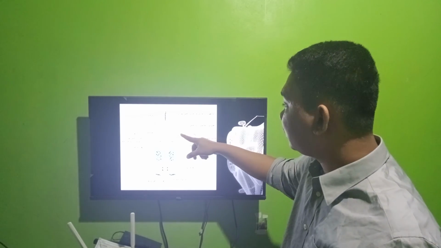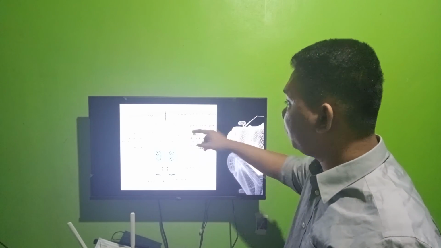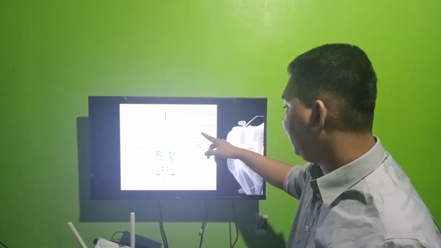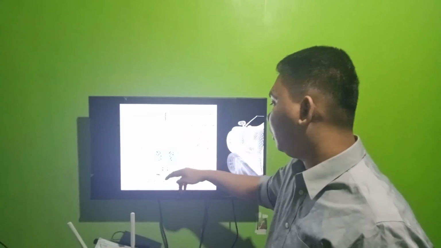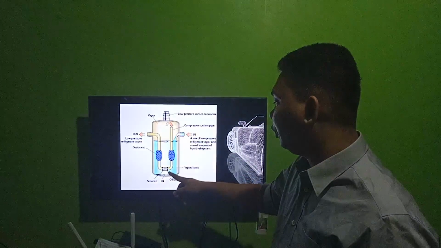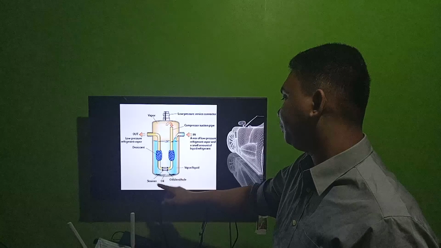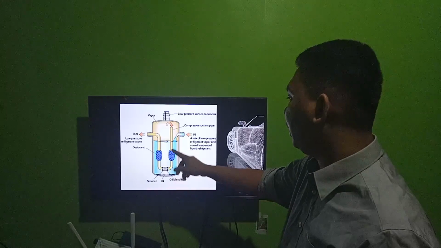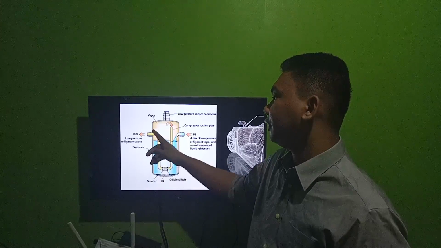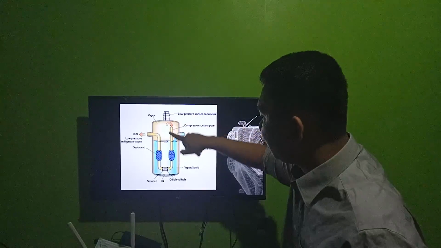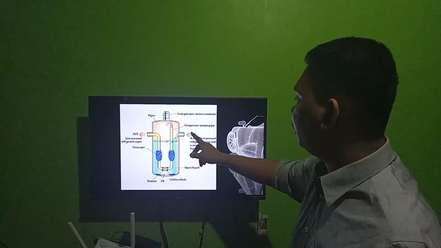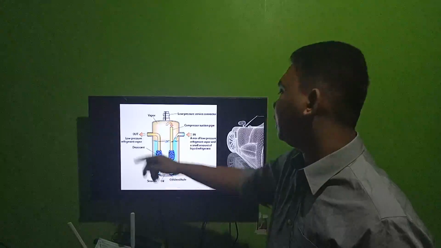Inlet. Compressor suction pipe. Ito yon. Inlet. Ito yung liquid. Oil bleed hole. Strainer oil. Ayan. Out to low pressure refrigerant vapor. Pag ganyan. From this, inyong pasok.